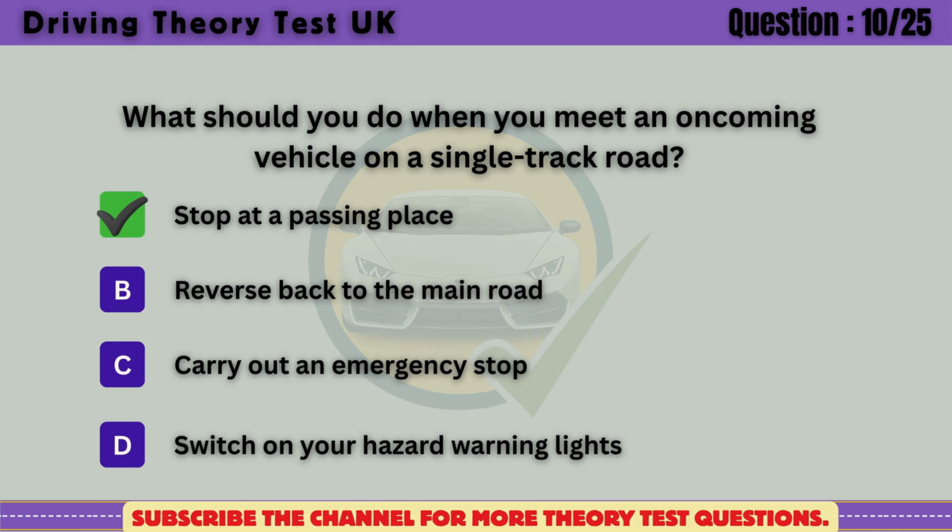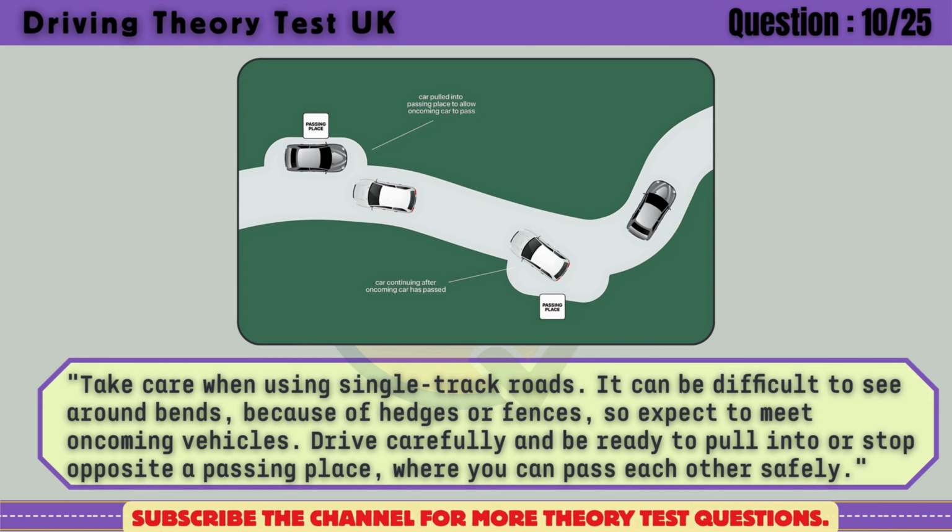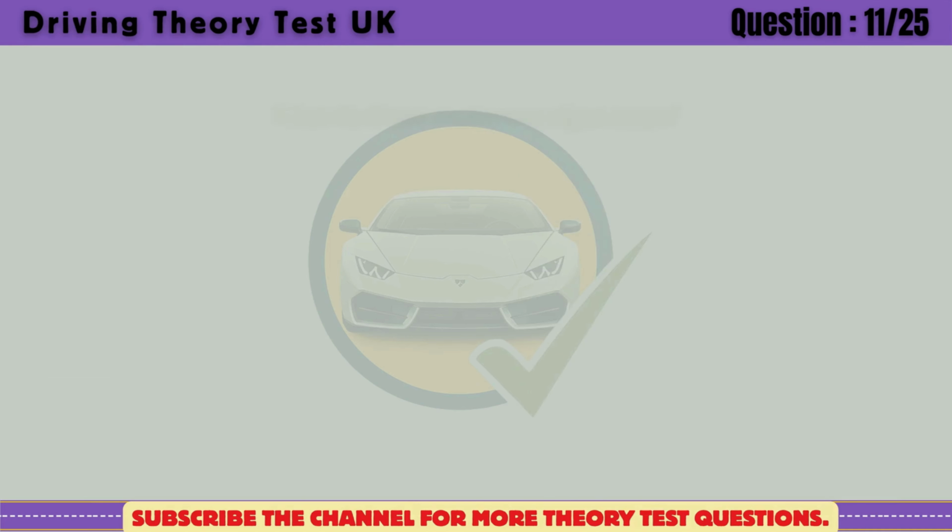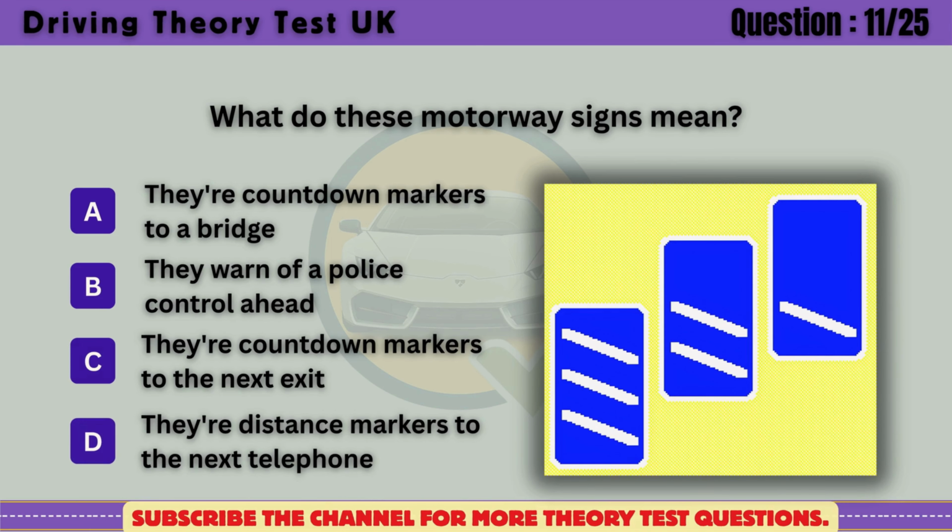Answer was A. Stop at a passing place. Take care when using single-track roads. It can be difficult to see around bends because of hedges or fences, so expect to meet oncoming vehicles. Drive carefully and be ready to pull into or stop opposite a passing place, where you can pass each other safely.